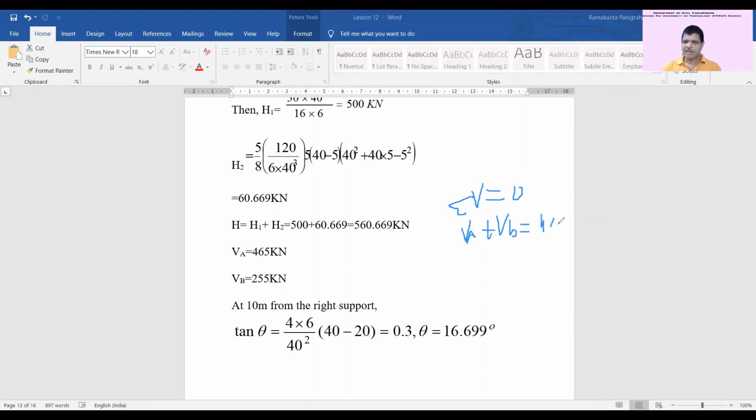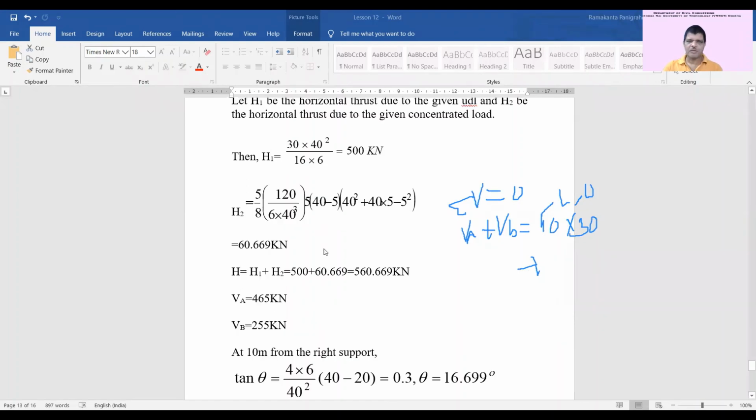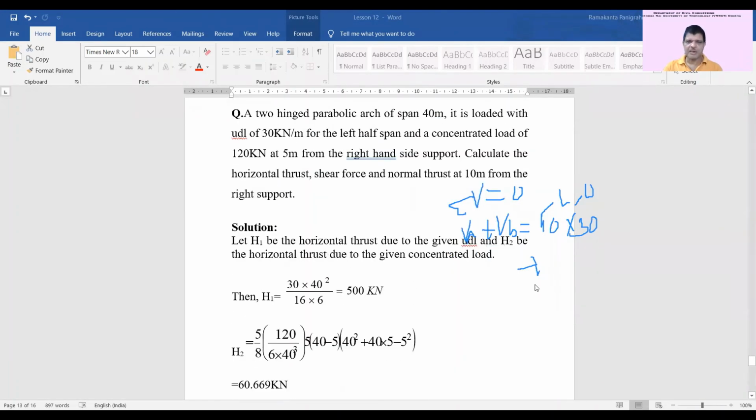That is your 30 kilonewton into 40, the span. This is the L, this is W into L plus 120. So what is the value given? This is given 30 kilonewton, 40 meter, so 40 meter into 30 kilonewton. That comes to the value, and then 120 kilonewton is the point load. So 40 into 30, then plus 120. So VA plus VB comes out to be 720 kilonewton.